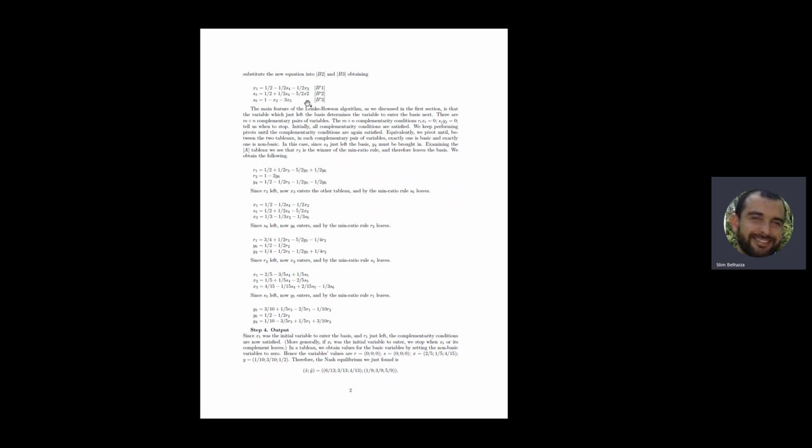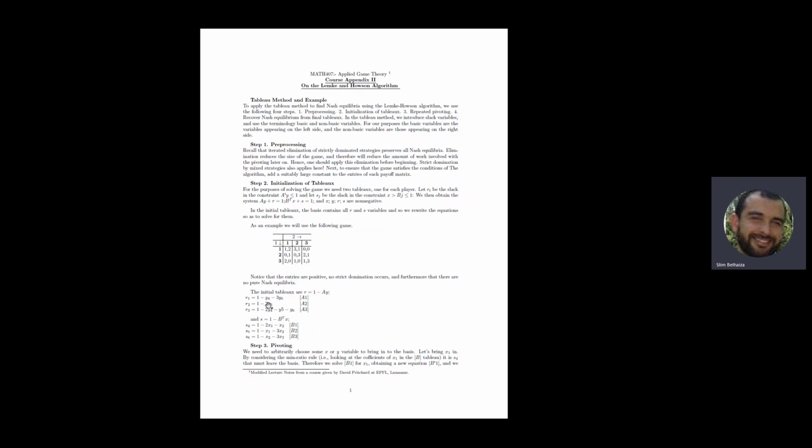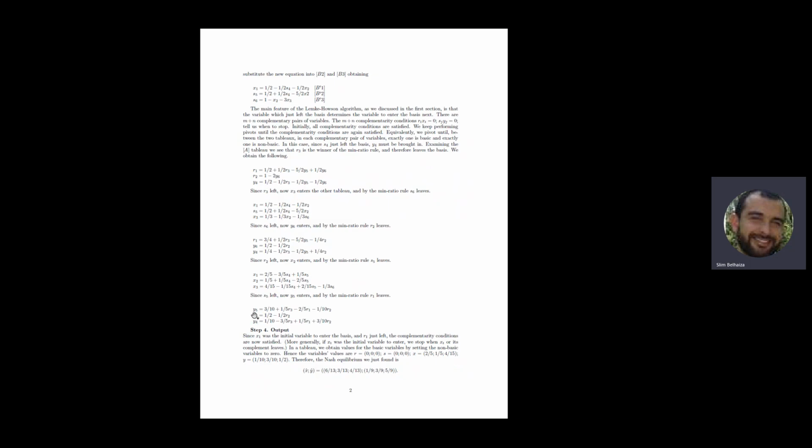Once you did the first pivot, this is x1 expressed in terms of the non-basic variables in its own system, and y4 also enters the basis. If y4 enters the basis, you can go back here and see that the minimum value for y4 would be the minimum between 1 over 1 and 1 over 2, so for sure R3 would leave the basis, and that's why Y4 took the place of R3.